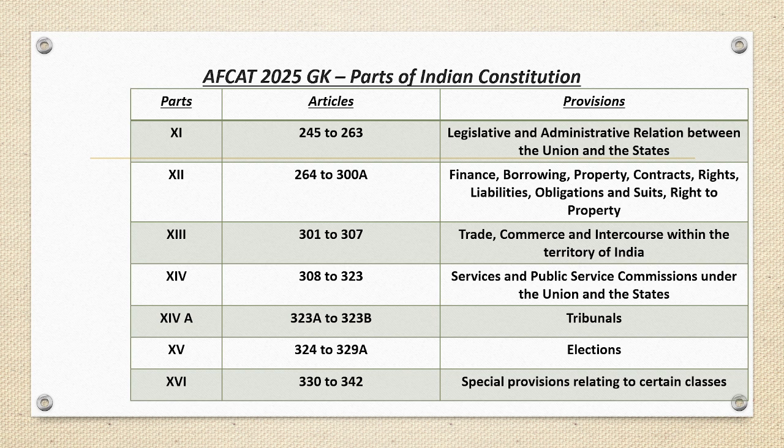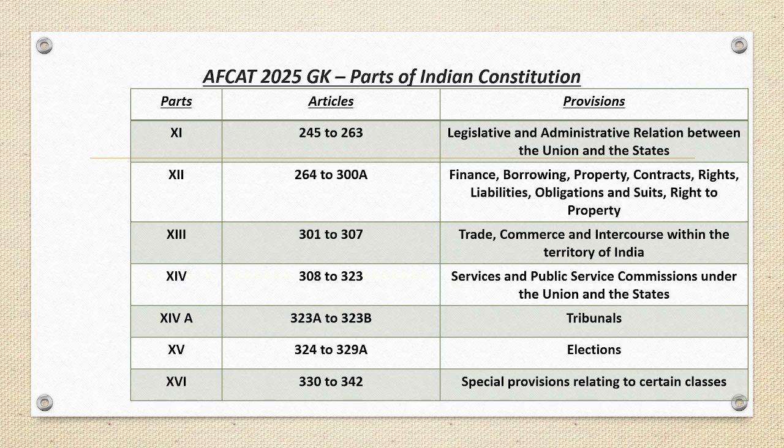Recently, one state banned movement of potato from their state to neighboring states. And during this event, Article 301 of our Constitution, which guarantees freedom of trade across India, was in focus.